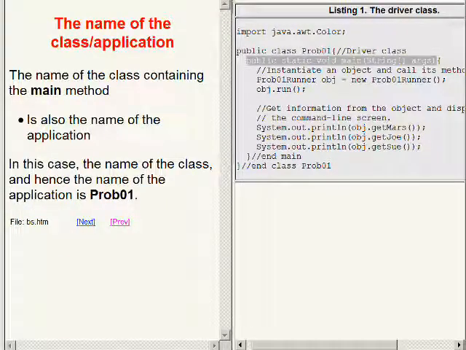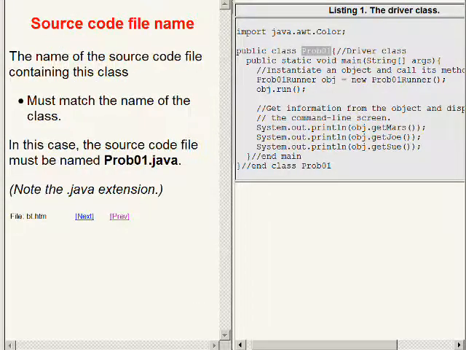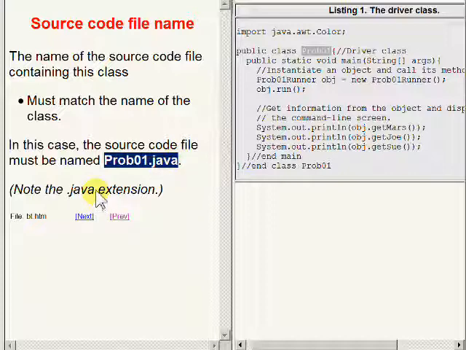In Java, the name of the class that contains the main method is also the name of the application. In this case, the name of the class is prob01, and therefore the name of the application is also prob01. In Java, the name of the source code file containing the class that contains the main method must match the name of the class. In this case, therefore, the source code file must be named prob01.java. Please note the .java extension. Java source code files always have an extension of .java.